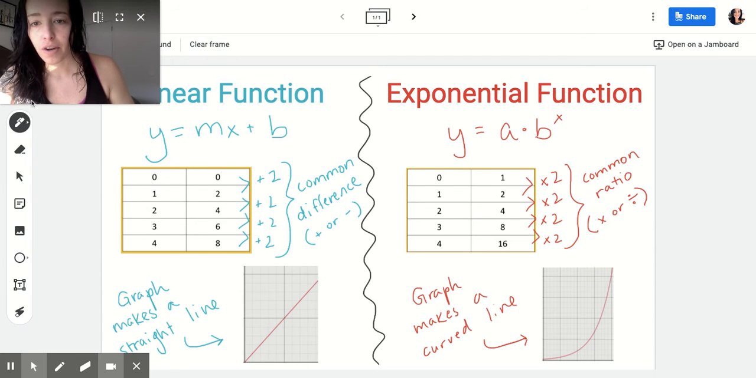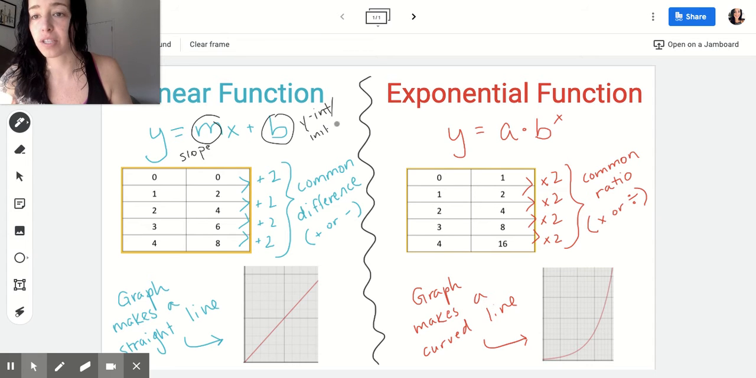Let me get my pen. Remember, m is our slope or rate of change, and b is our y-intercept or initial value. So that's where the story starts. Initial value. Okay, and then we still have x as our input and y as our output. So that's actually something that's similar in the exponential functions.